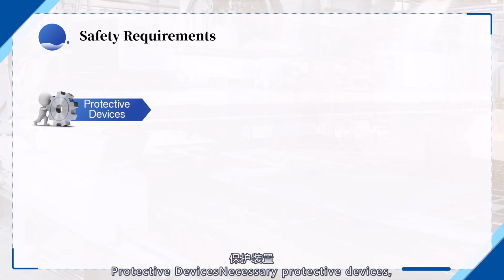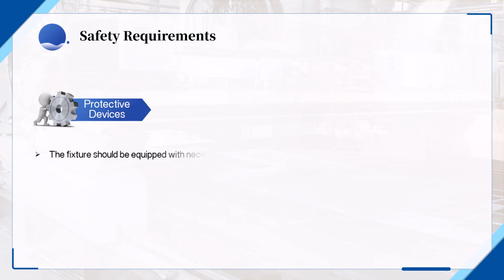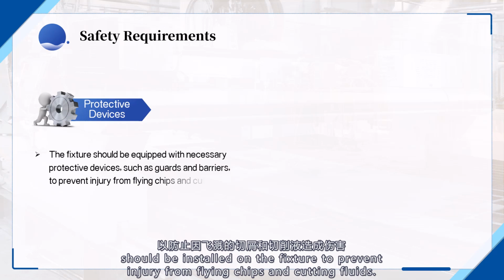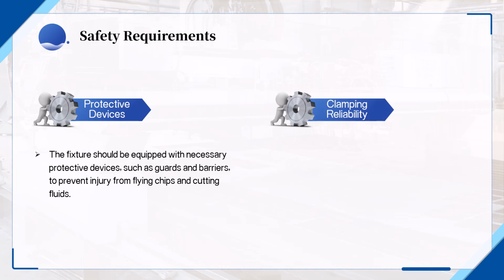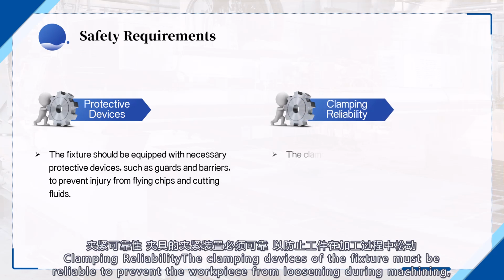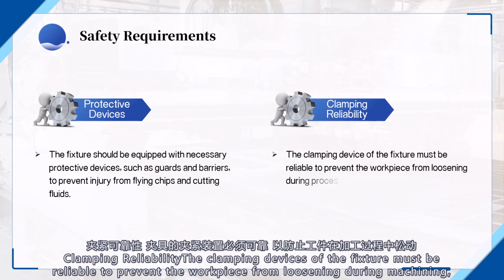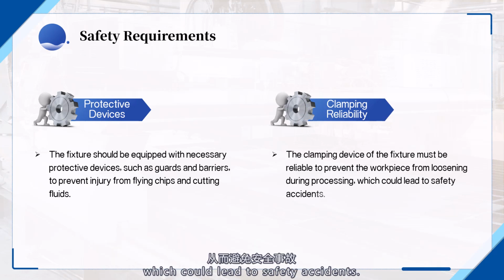Protective devices. Necessary protective devices, such as guards and barriers, should be installed on the fixture to prevent injury from flying chips and cutting fluids. Clamping reliability. The clamping devices of the fixture must be reliable to prevent the workpiece from loosening during machining, which could lead to safety accidents.